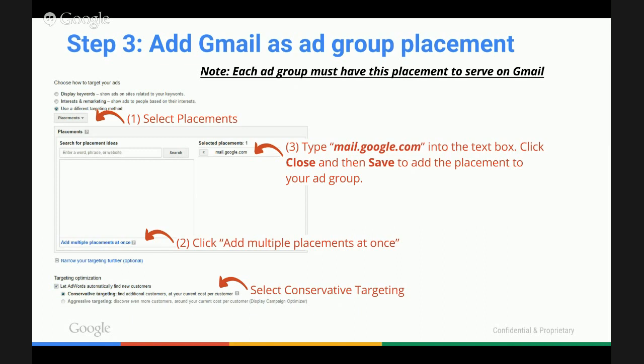Next step would be selecting the placement. To be able to have your campaigns showing in the Gmail platform, you would need to type mail.google.com in the box once you select the placements button. You can also add multiple placements at once. However, if you want to target Gmail, that's the thing you would need to select.